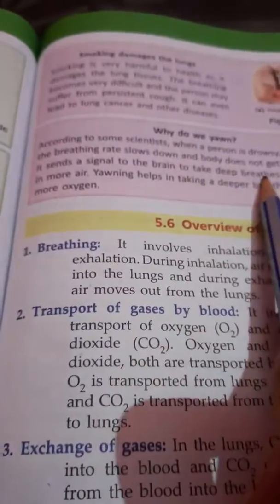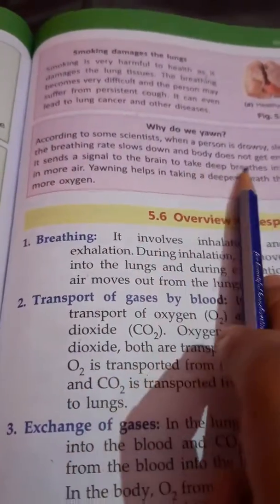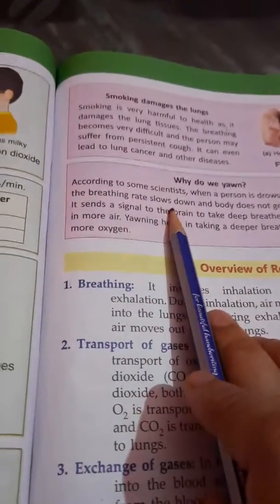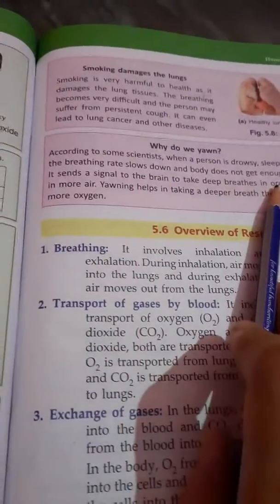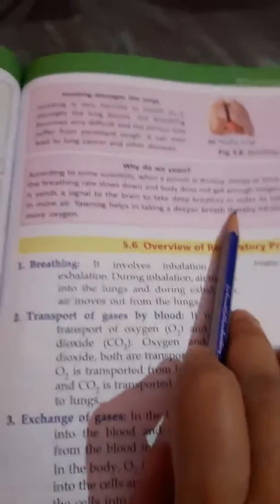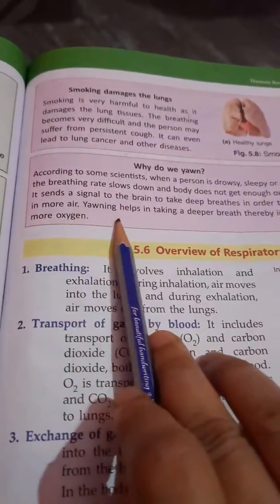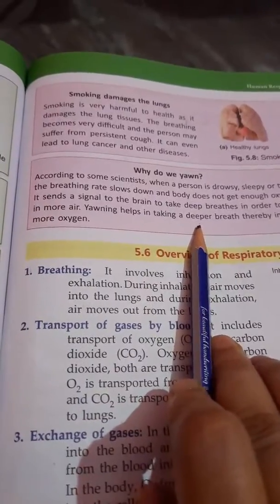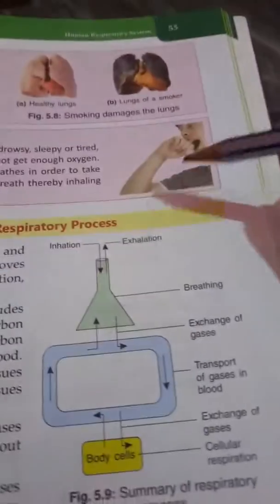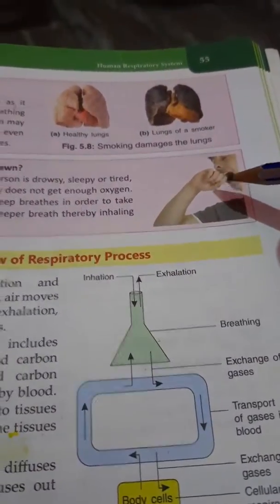Next, beta, why do we yawn? According to some scientists, when a person feels drowsy, sleepy or tired, the breathing rate slows down and the body does not get enough oxygen. So it sends a signal to the brain to take a deep breath in order to take in more air. Yawning helps in taking a deeper breath, therefore inhaling more oxygen. So you see that during yawning we take a long breath.